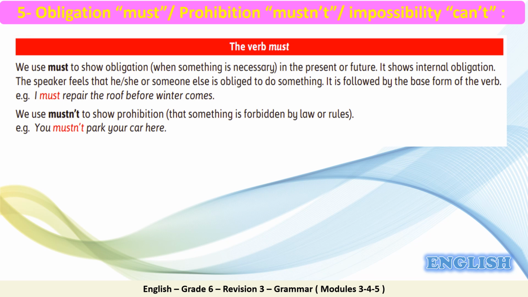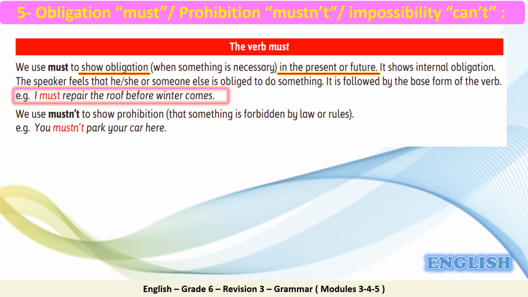Grammar point number 5 includes obligation with must, prohibition with mustn't, and impossibility using can't. Let's start with the verb must. We use must to show obligation in the present or future. The obligation means when something is necessary. It shows internal obligation. The speaker feels that he or she or someone else is obliged to do something. It is followed by the base form of the verb. For example, I must repair the roof before winter comes.